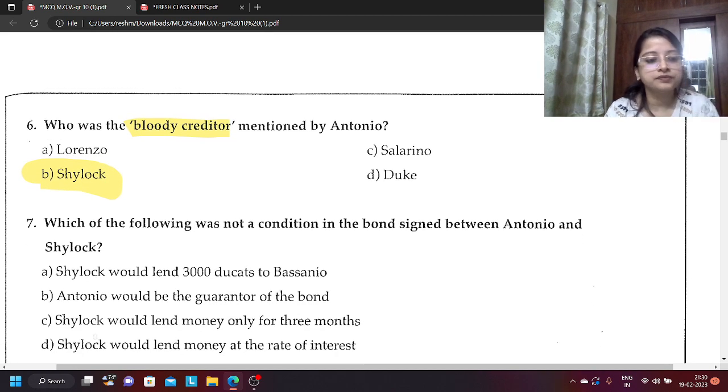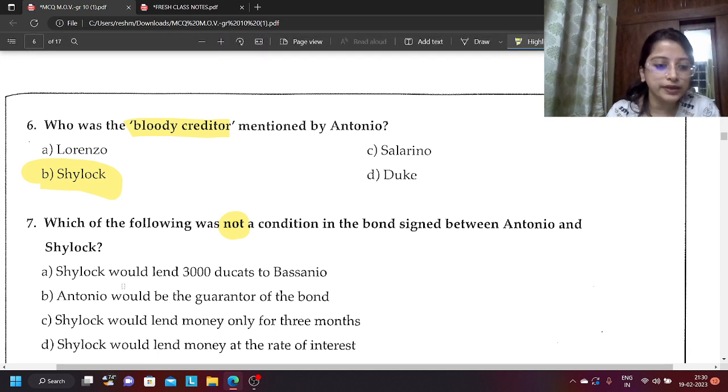Number 7. Which of the following was not a condition? Remember, this can be a difficulty. Always check whether this word is written or not. Okay. Which of the following was not a condition in the bond signed between Antonio and Shylock?